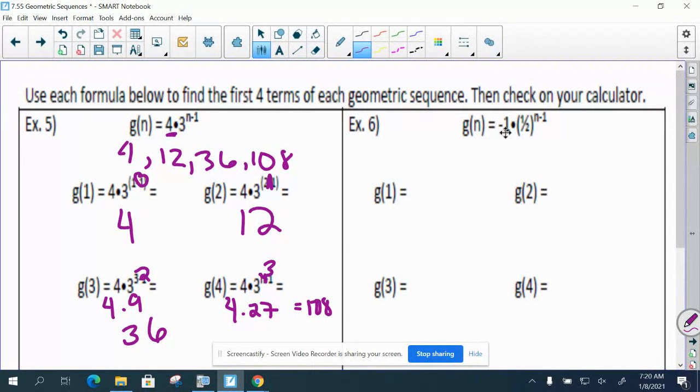All right, here let's do it the short way. Okay, so the first term would be 1. The second term, we're multiplying 1 by 1/2, so that would be 1/2. And then if we multiplied 1/2 by 1/2, we would get 1/4. And if we multiplied 1/4 by 1/2, we would get 1/8. So that would be the first 4 terms for that equation.